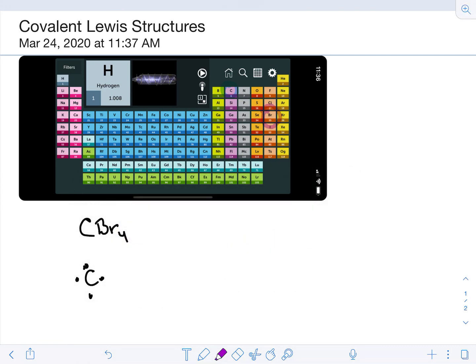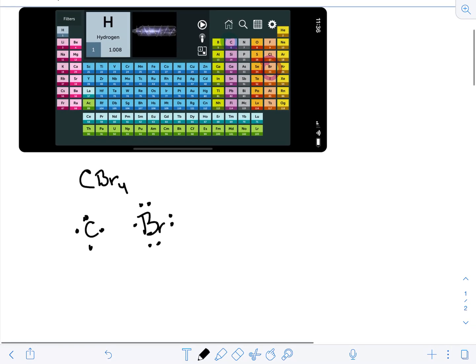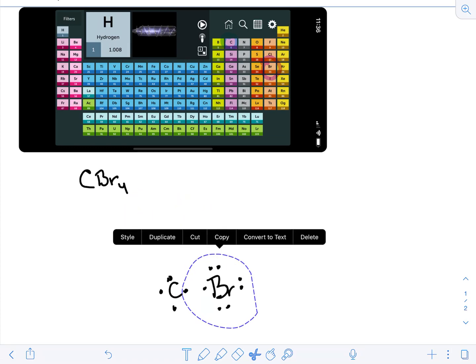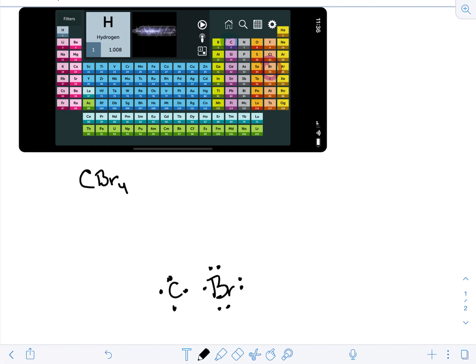And then bromine is in the group that has seven valence electrons, so I want to draw a Lewis structure with seven valence electrons. Now when you're doing covalent compounds, you want to take the one that has the least number of valence electrons and put that in the middle. So I'm going to make carbon the central atom, and I'm going to put bromine around carbon, and I have four of them.